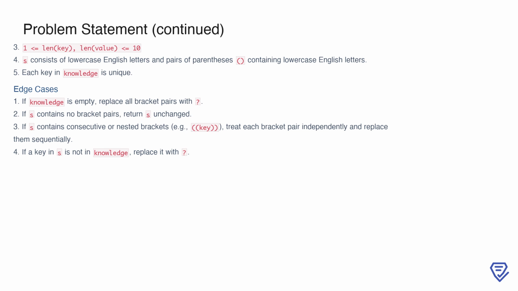For edge cases, if the knowledge list is empty, you must replace all bracket pairs in s with a question mark. If s contains no bracket pairs, simply return it unchanged. Additionally, if s includes consecutive or nested brackets, treat each bracket pair independently and replace them one at a time. Lastly, any key in s that does not exist in knowledge should be replaced with a question mark. These constraints and edge cases provide important guidelines for implementing an efficient and correct solution.